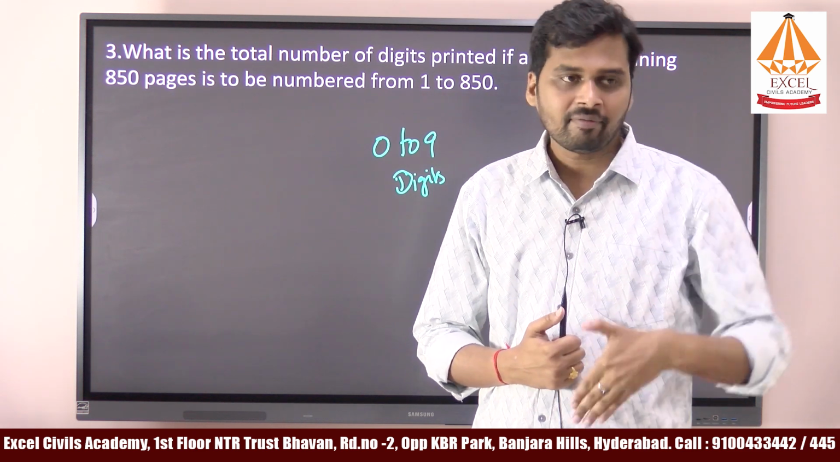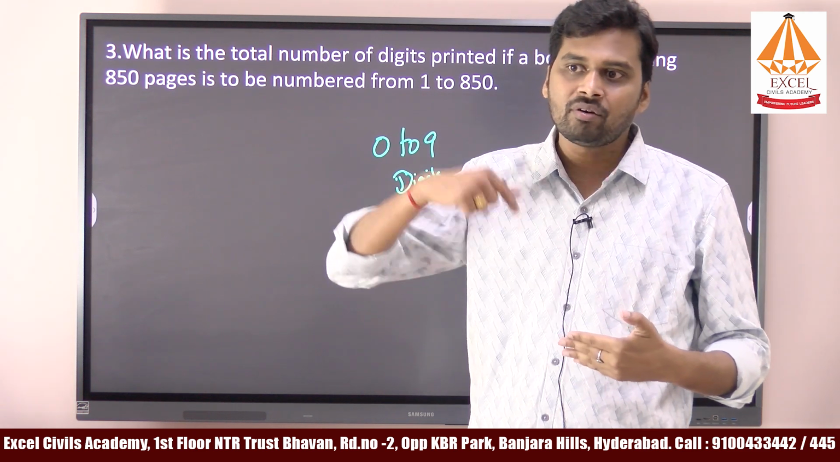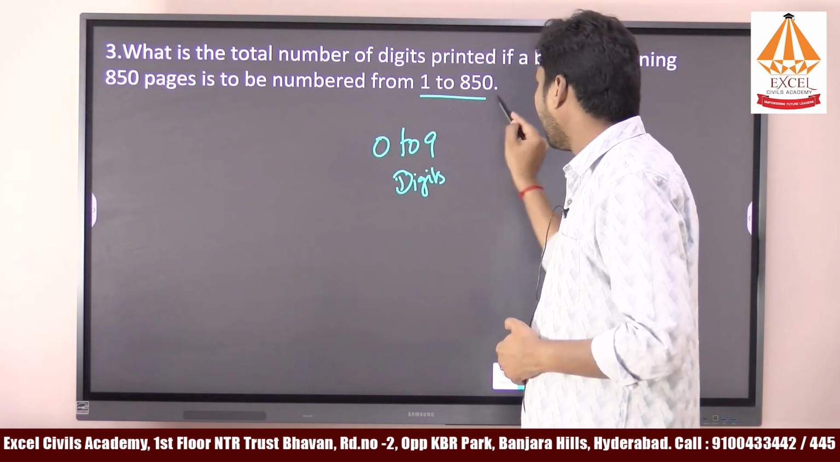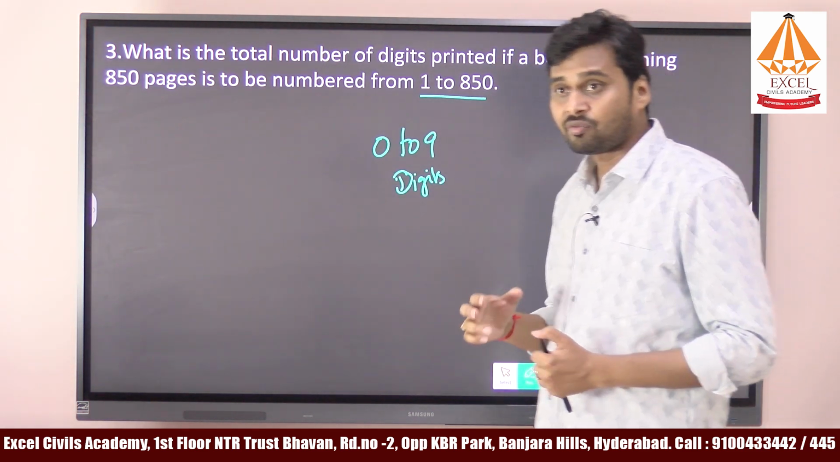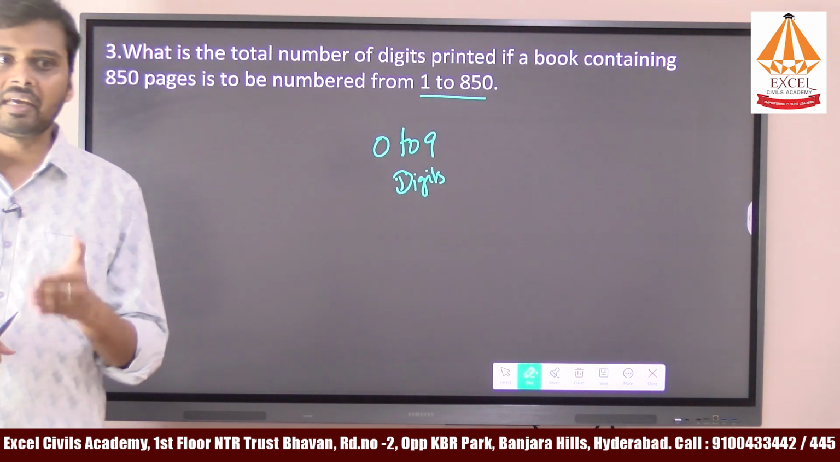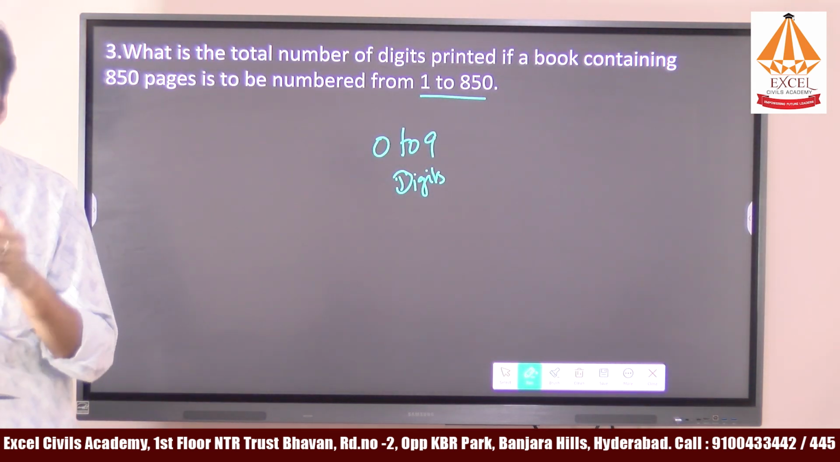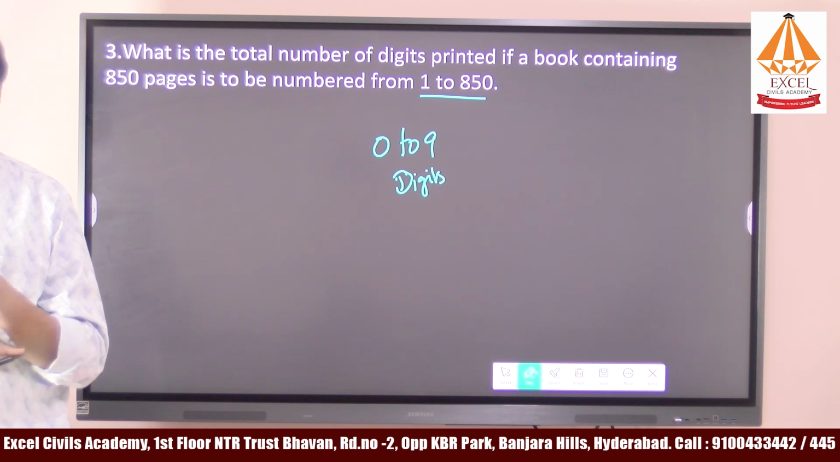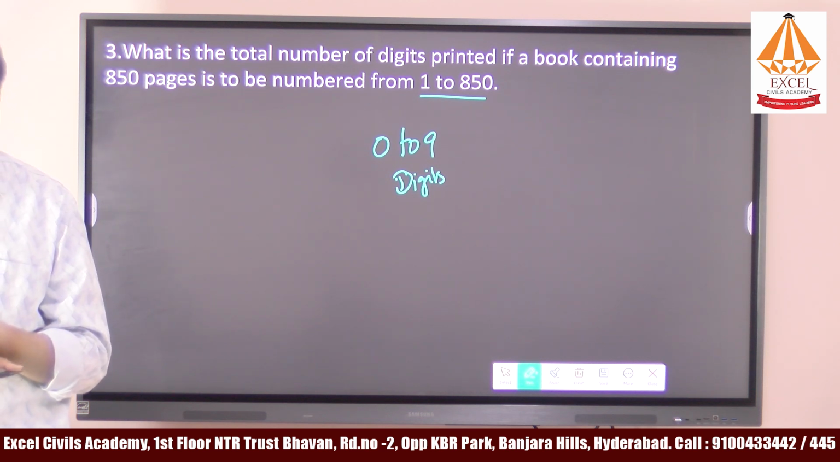So we are not simply counting from 1 to 999. We are also counting 4-digit numbers. 1000 also, when we count, in 1000 how many digits do we have? 4 digits: 1, 2, 3, 4. So the right answer is 2893.